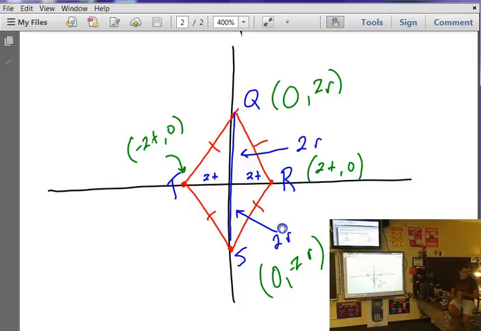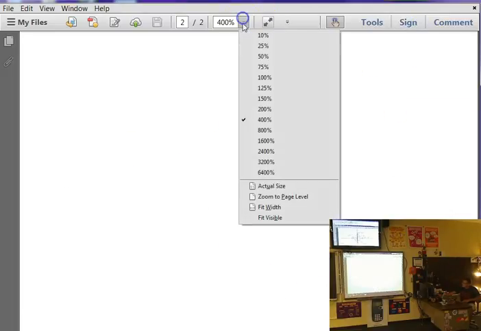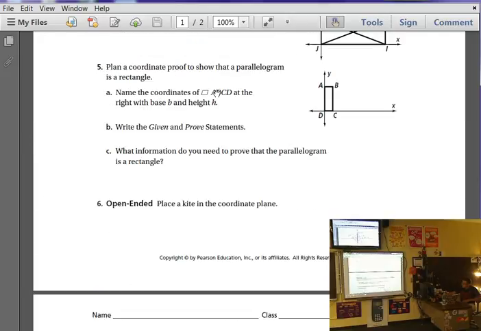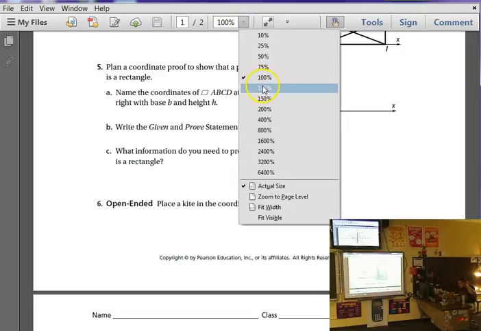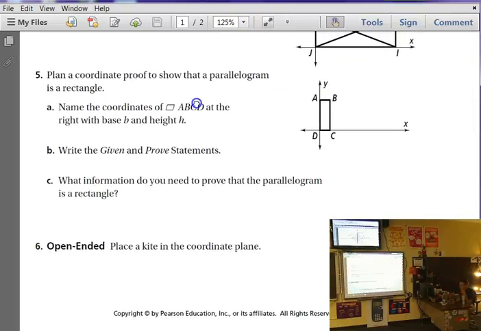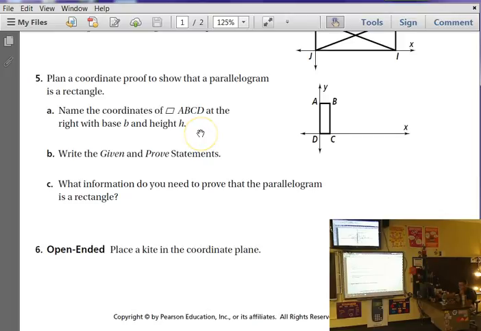Any other 5.7? Carmen? It's a really small question. It's question 5B, and it's: write the given and prove statements. I'm not quite sure what that means. I think it's just the wording. Name the coordinates of A, B, C, D. Calvin, you already have your hand up. I still have to read this, so go ahead if you know what's up.